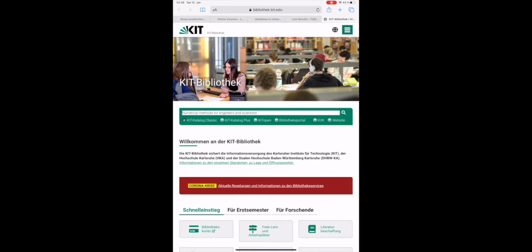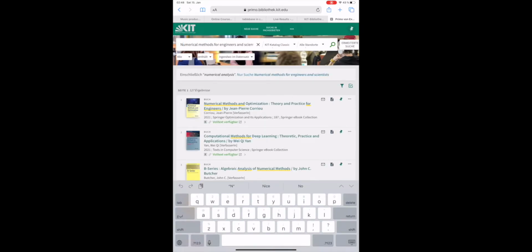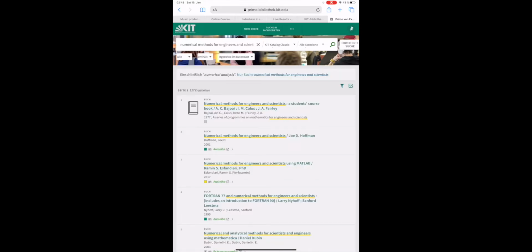Let's type KIT Bibliothek. Okay, it's here. And we're going to search. Oh, I already searched it here. That's good. Okay, these are nonsense. Okay, the second book in the list, Numerical Methods for Engineers and Scientists by Hoffman in 2001. And you can also see that it is green, so it means ausleihbar. So basically it is available and you can take it from the library in Bibliothek Süd. And also the language is English, bear in mind.